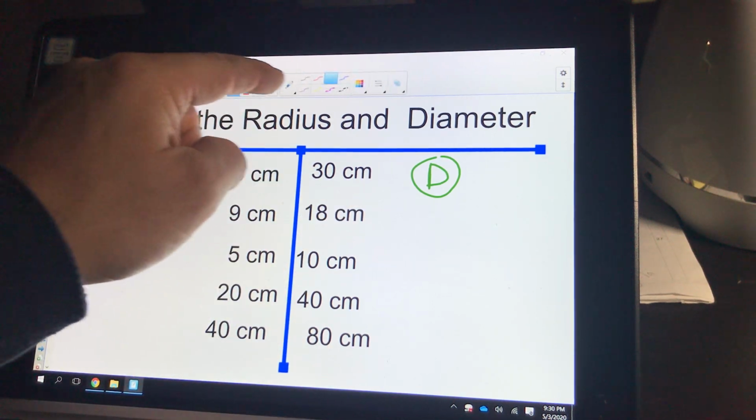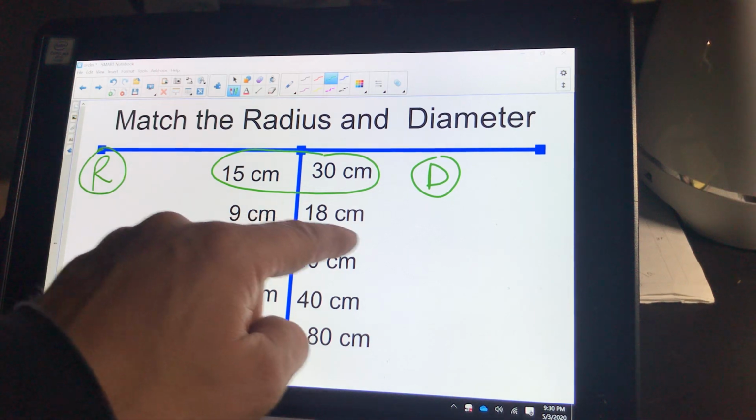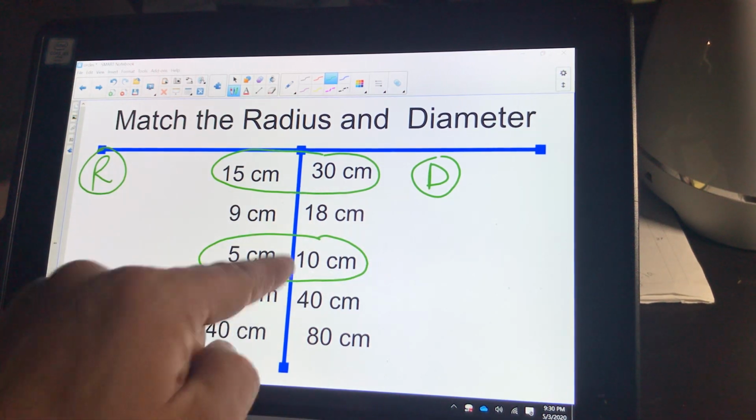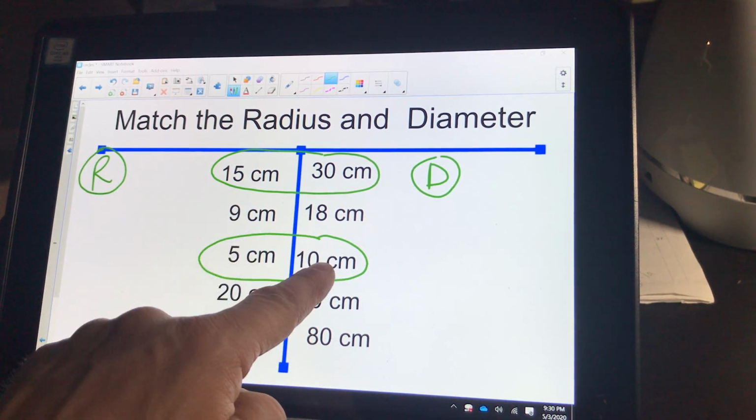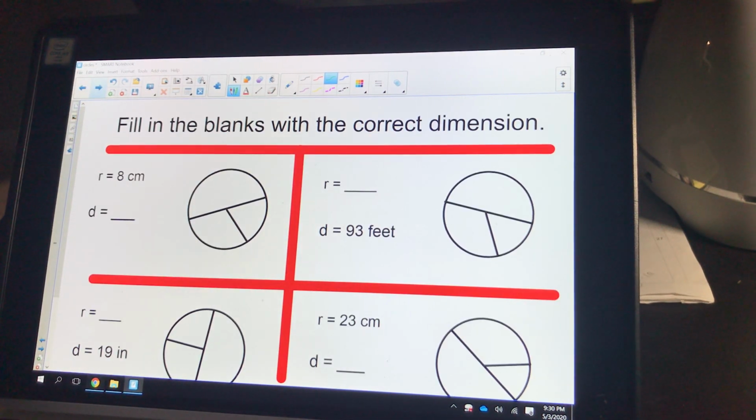This you would see in the same circle, right? A 10 and a 5 would be in the same circle. The radius would have to be 5. The diameter would have to be 10. Okay? And the last thing we're doing today, we're going to fill in some blanks.